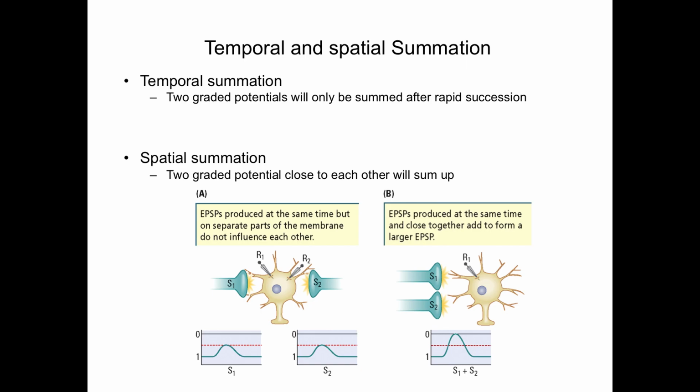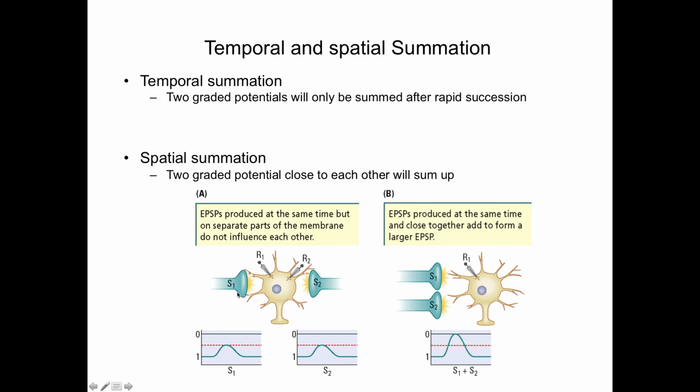So spatial summation is similar to temporal, but it's just about space. So spatial summation means that two graded potentials that are close together will sum up, and if they are farther apart, their graded potential will not reach to have an additive effect. So here's a picture of that.